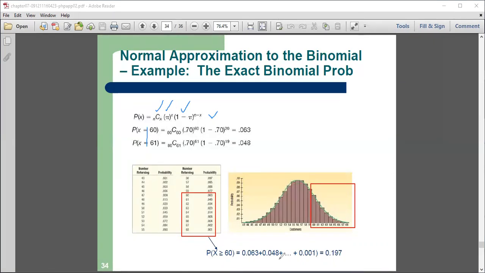So we are going to find the X values greater than or equal to 60, and then we will find the cumulative probability distribution. So let's move on to the next slide.